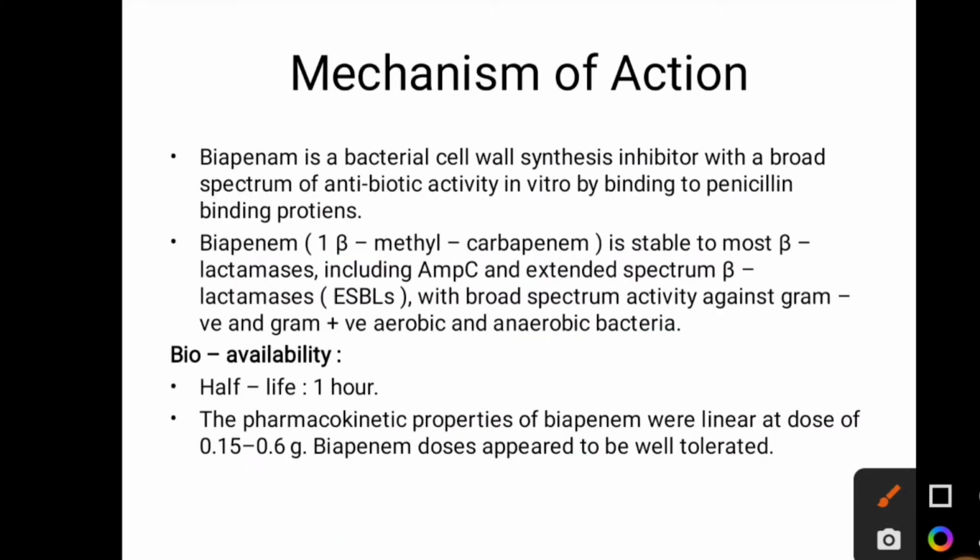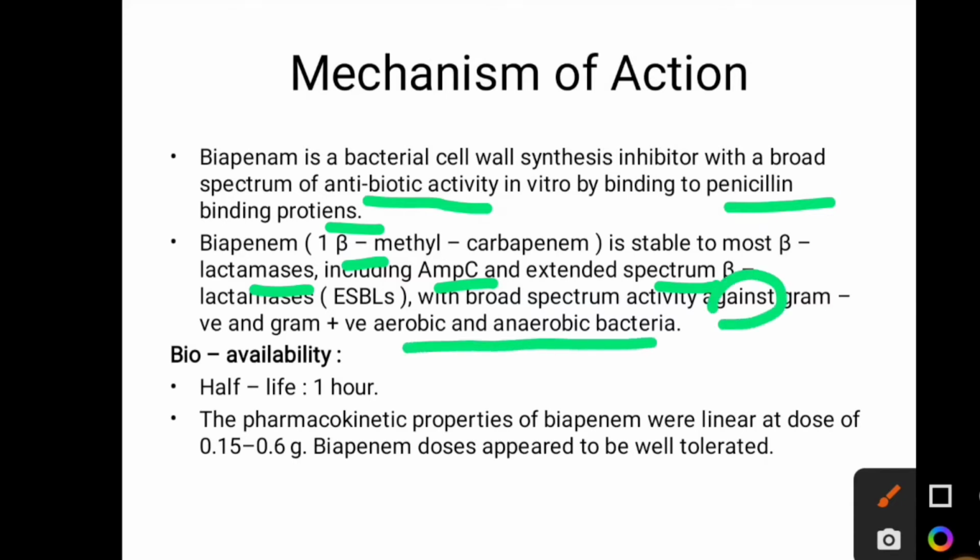Coming to the mechanism of action of biapenem, biapenem is a bacterial cell wall synthesis inhibitor with a broad spectrum of antibiotic activity in vitro by binding to the penicillin binding proteins. Biapenem is also called a 1-beta methyl carbapenem, stable to most beta lactamases including AmpC and extended spectrum beta lactamases, with broad spectrum activity against gram negative and gram positive aerobic and anaerobic bacteria.